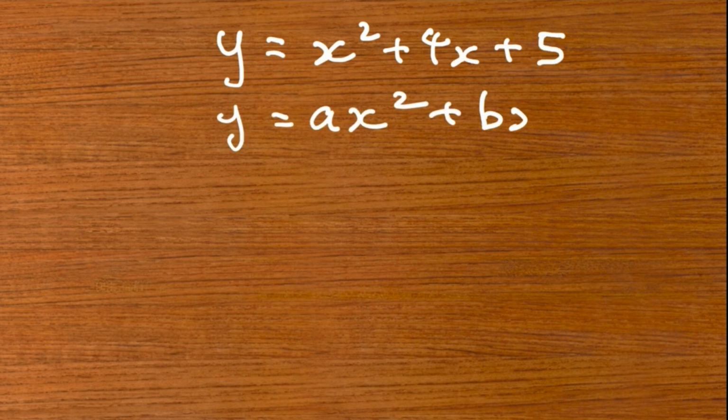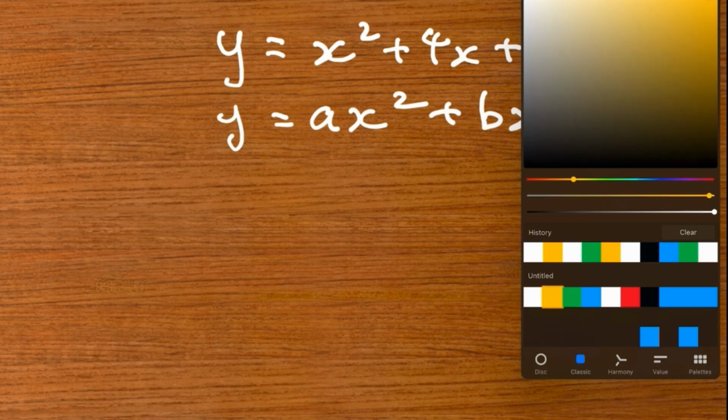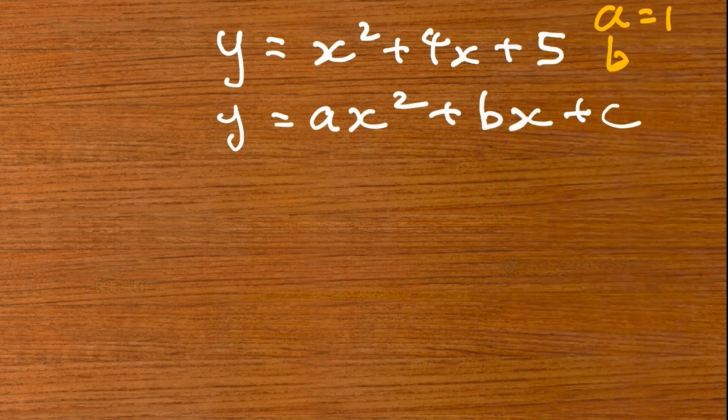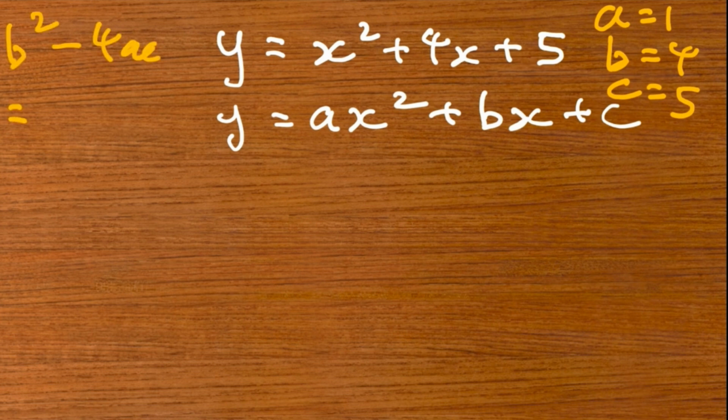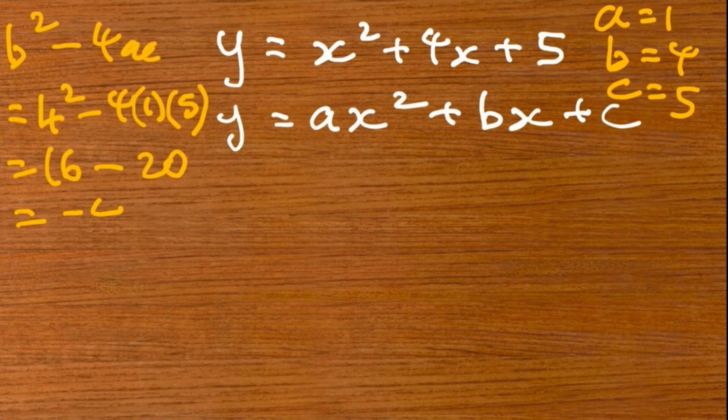So now we'll move on to a quadratic equation with no roots. What we have here is y equals x squared plus 4x plus 5. You can see that a is equal to 1, b is equal to 4, and c is equal to 5. And using our discriminant, we can also see that it is negative. And so this graph will have no roots as the discriminant is negative, and it will be a non-inverted parabola.